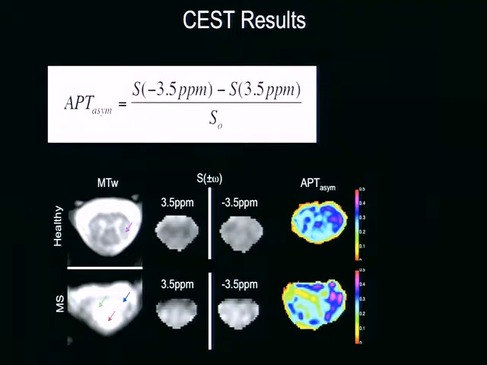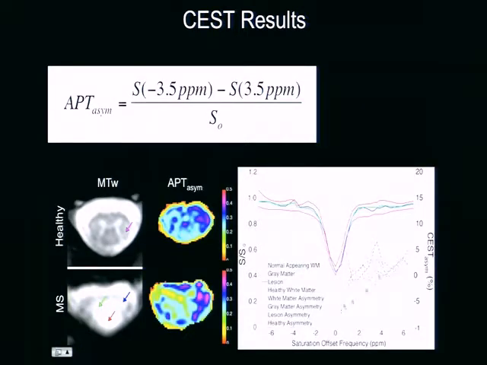And when we look at the so-called APT, this is basically going to be sensitive to changes in protein and peptide content. What we see in the healthy volunteer is a bit of gray-white matter contrast. That's certainly a question I would like to field after this. But in the MS population, or in this particular person, you see a lot of strange patterns in the dorsal column, let's say, and certainly in the lateral column. This lateral column I want to talk a little bit about.